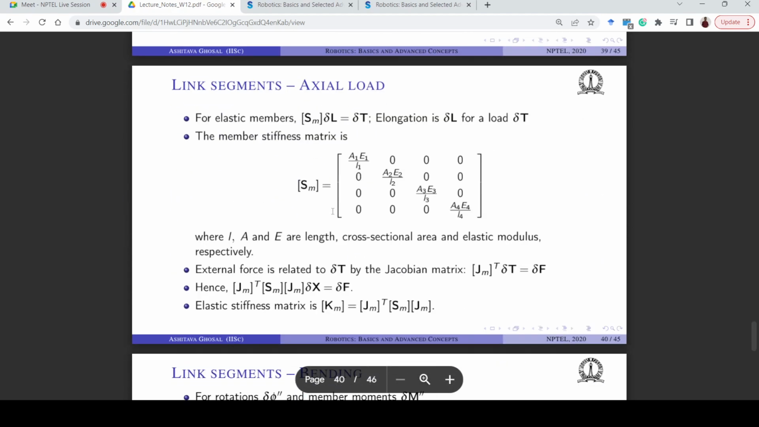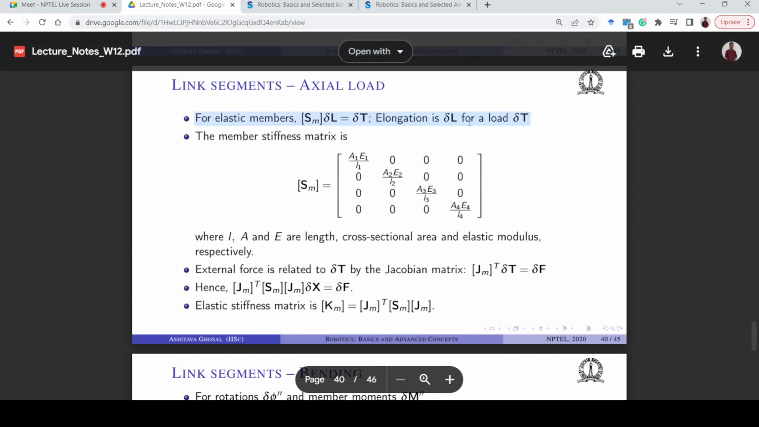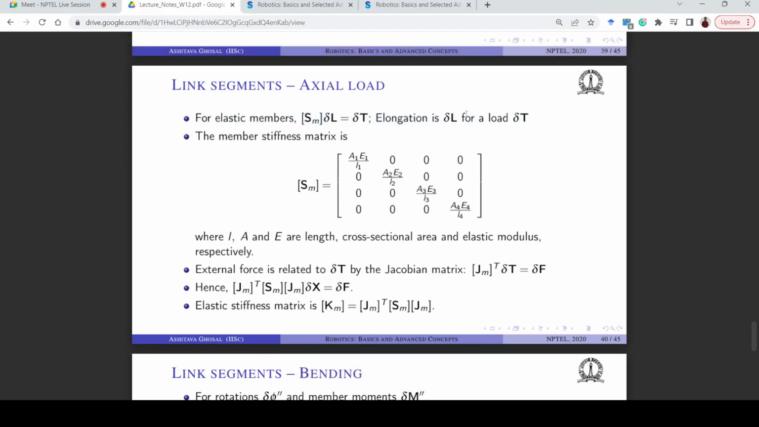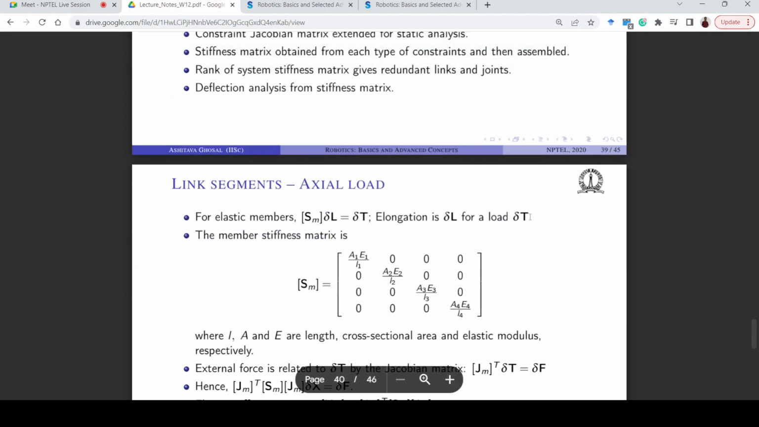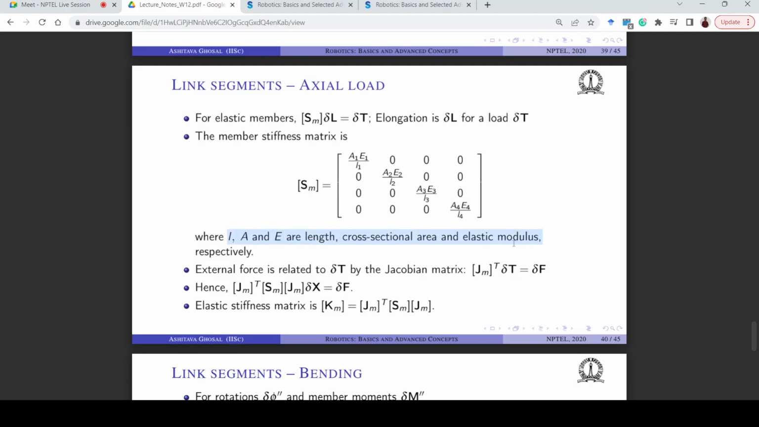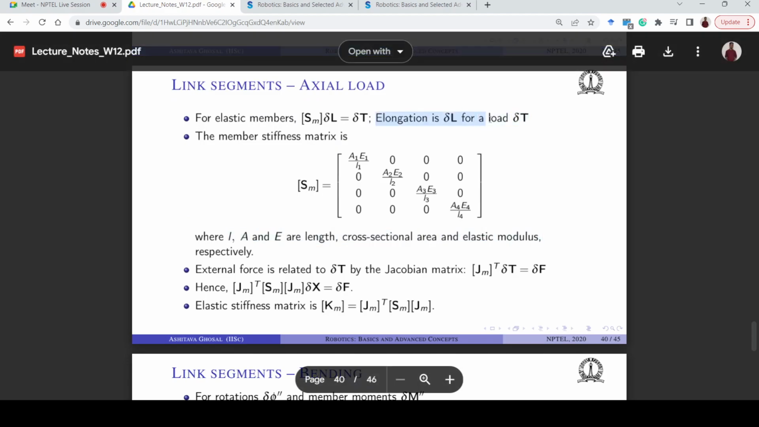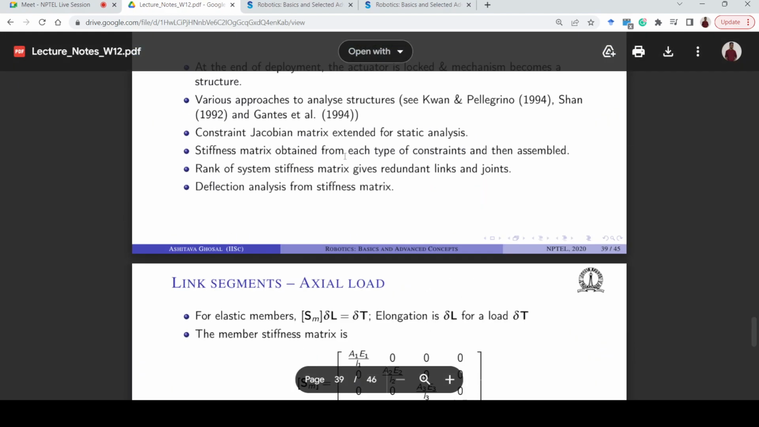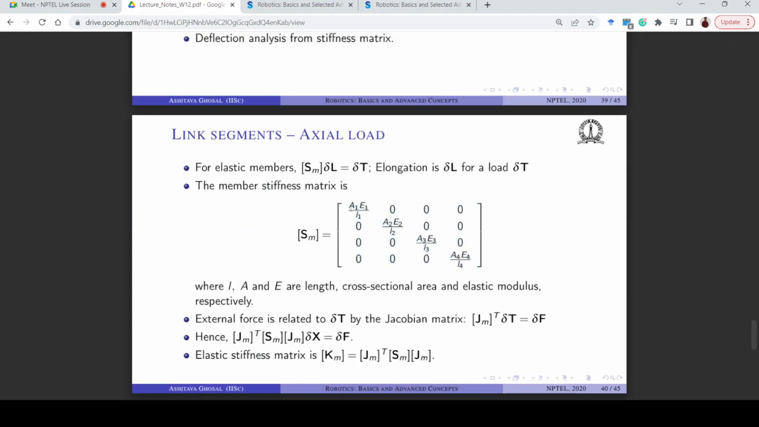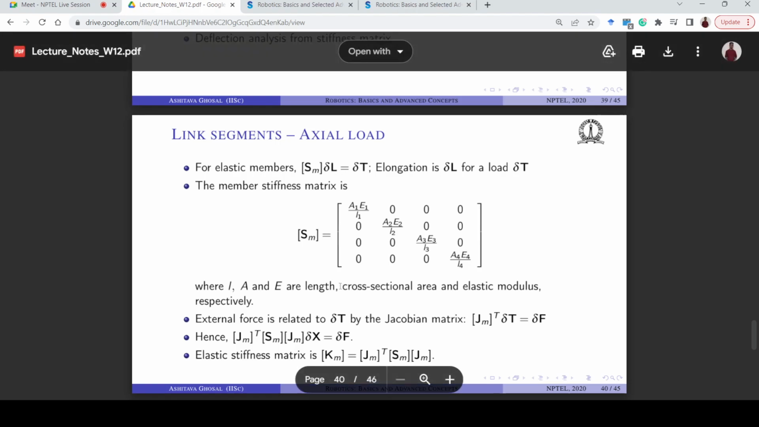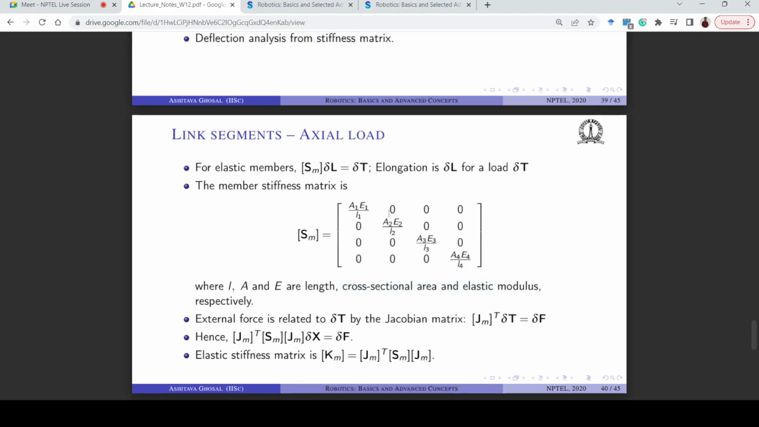Okay, and static analysis is basically the static force analysis. Like what is the elongation in the thread for the load, if I'm not wrong? So what is the elongation for a particular load? Okay, so the member stiffness matrix for this particular scissor based mast is this, right? So the stiffness for each member. So every element has been treated as a beam, as a beam element.